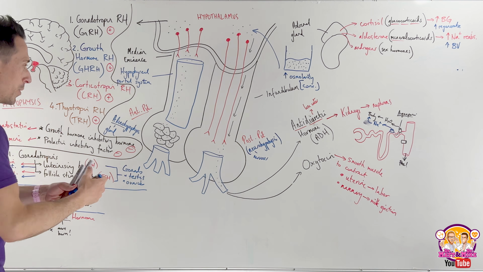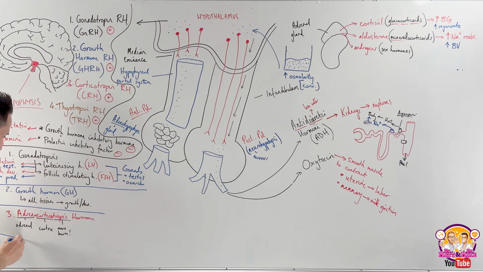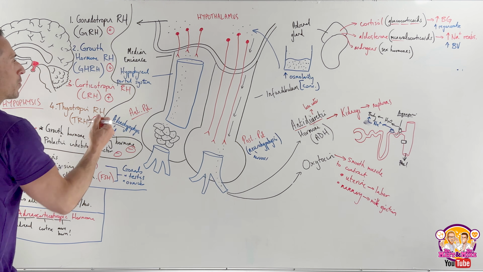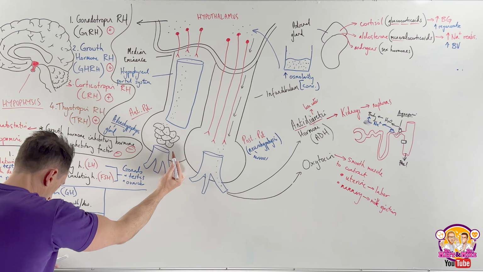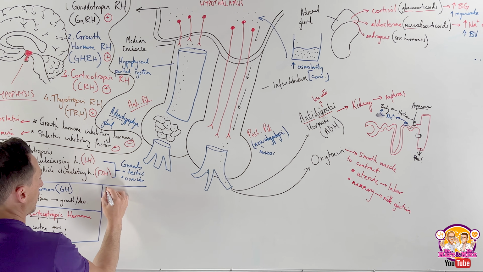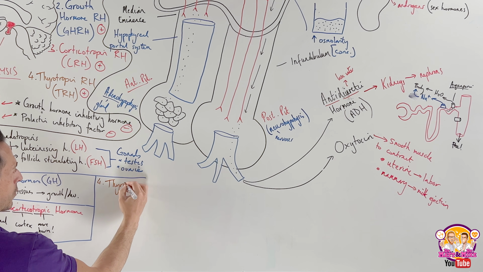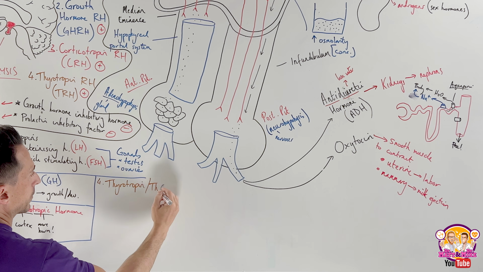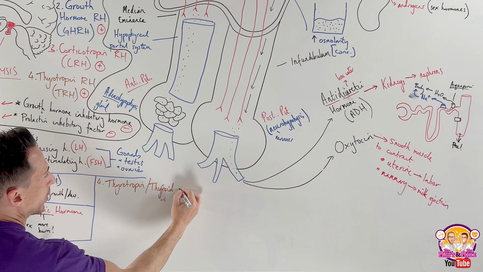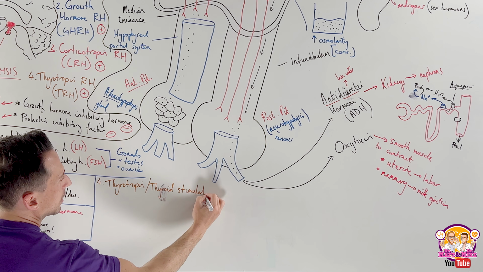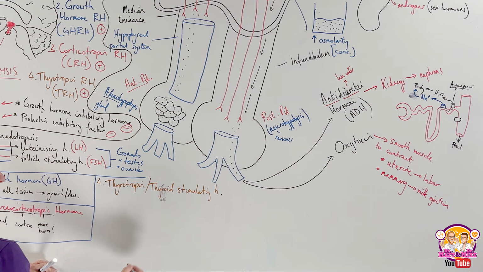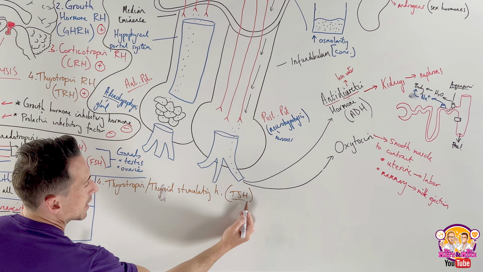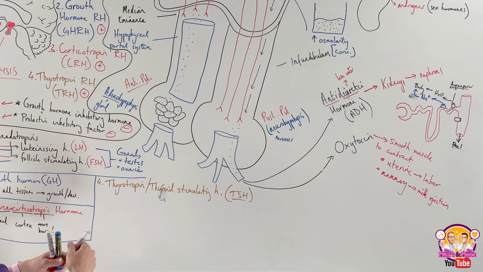Number 4, thyrotropin. All right, so thyrotropin, this one's a relatively easy one. Thyrotropin releasing hormone goes down and releases what we call thyroid. It's got two names, thyrotropin, but more commonly it's called thyroid stimulating hormone. Thyroid stimulating hormone, often written as TSH, and that's important because when you look at blood levels of TSH, that can help you with hyper or hypothyroidism.